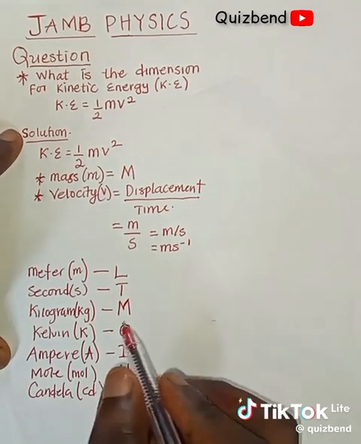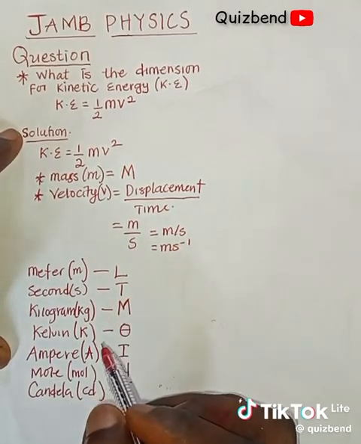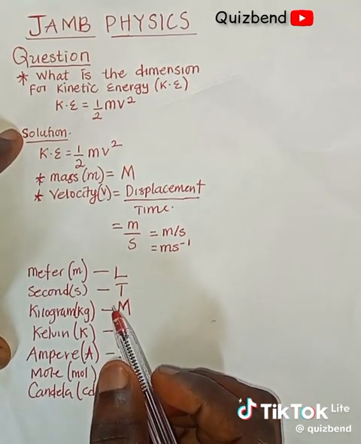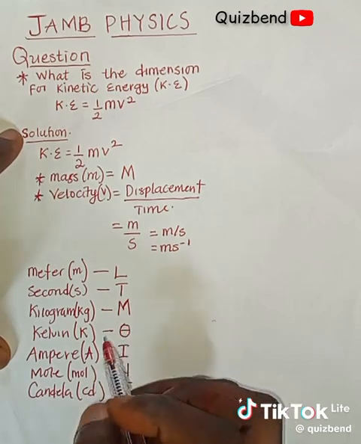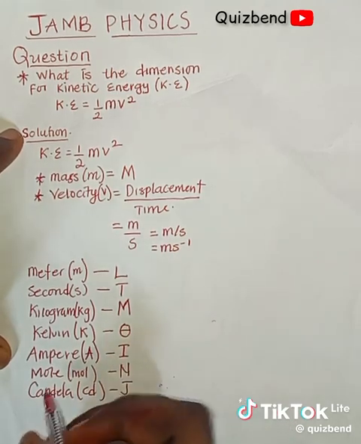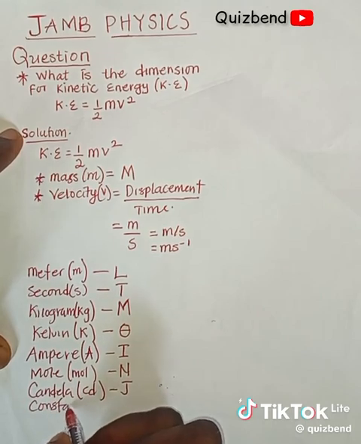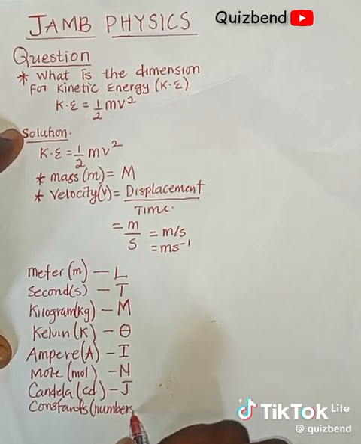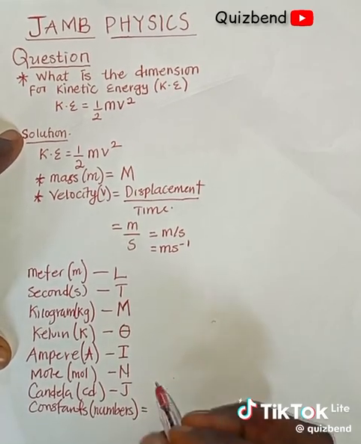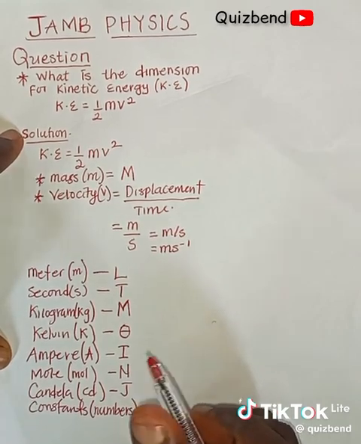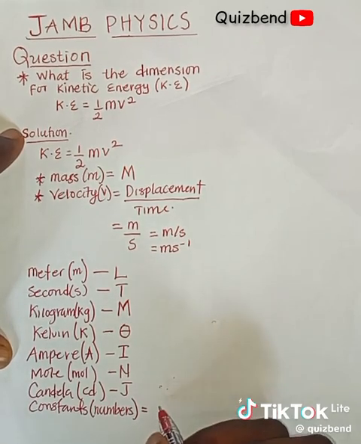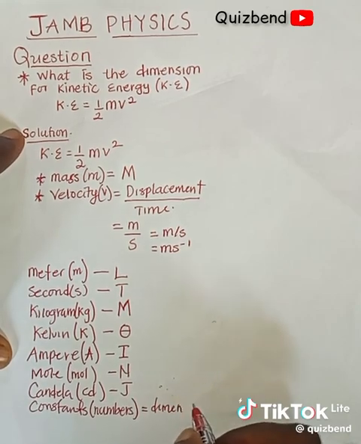Whenever you are solving for dimensions and you come across a number, numbers are known as constants. Any number at all, it can be a fraction, it can be a whole number, is dimensionless, that is, they don't have dimension.